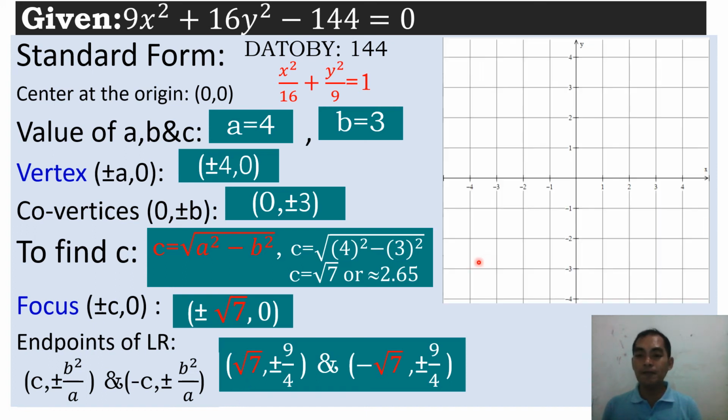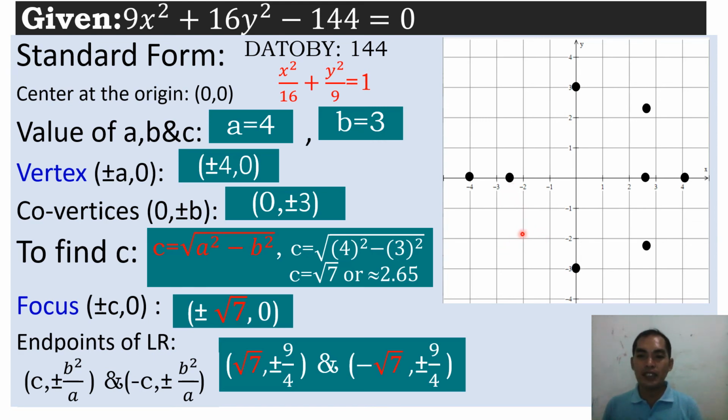Now, to graph, make a Cartesian coordinate plane. Plot the vertices, nasa x-axis. So, we have positive, negative 4. Then, the co-vertices, nasa y-axis, we have positive, negative 3. Or we call it the y-intercept. Yung vertices, the x-intercept. Then, the foci, we have square root of 7, negative square root of 7.